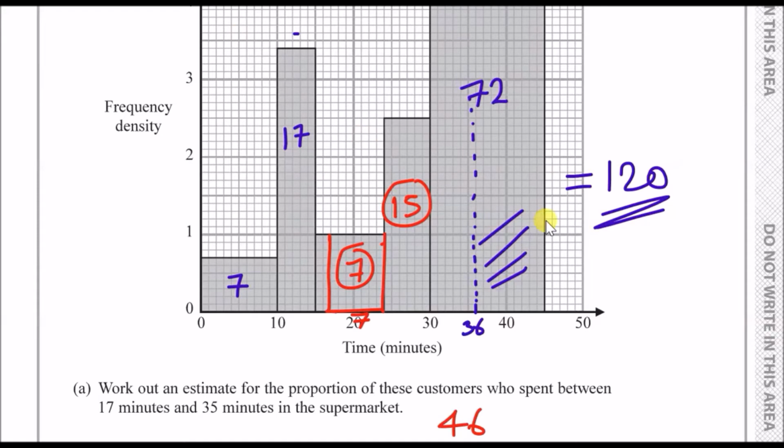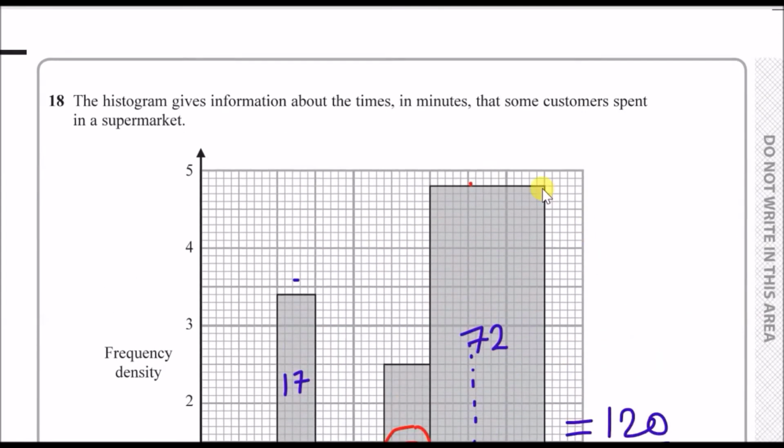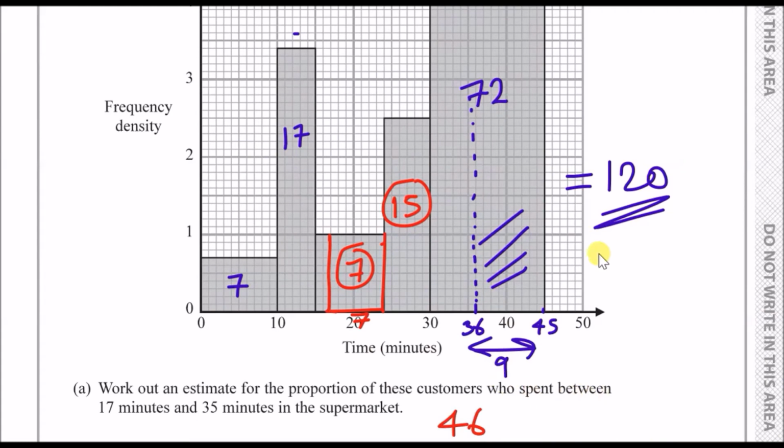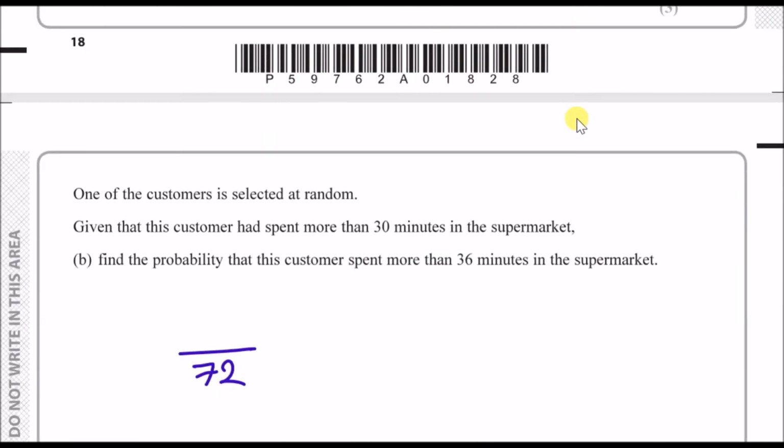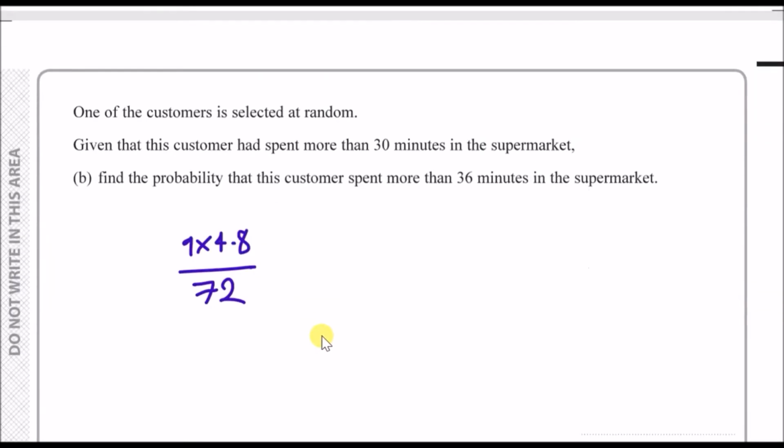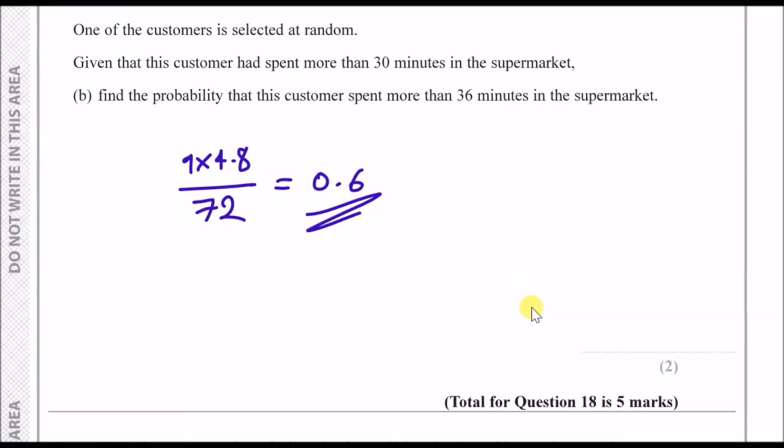So looking at this, we know it's between 36 and 45. We know the difference between these two has a width of 9, and we know the height is 4.8. So essentially it's just 9 times 4.8, and wherever that area is, we then divide it over 72. And when you guys do this, you should get a probability of 0.6. And that's it, guys. That's B done.